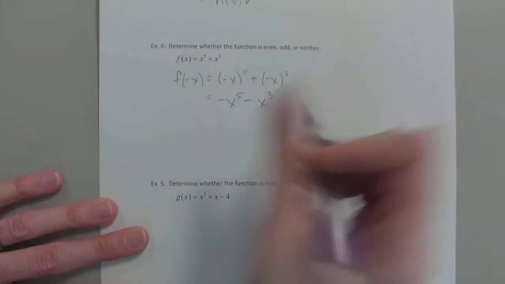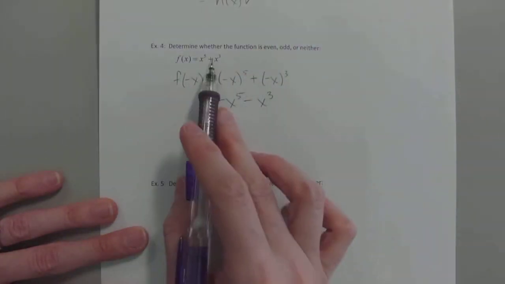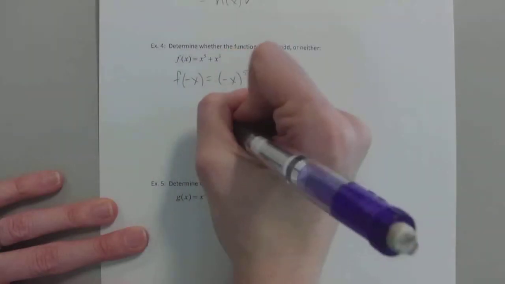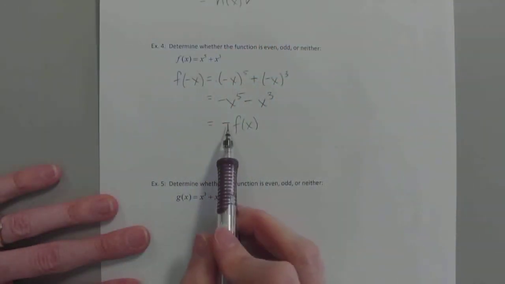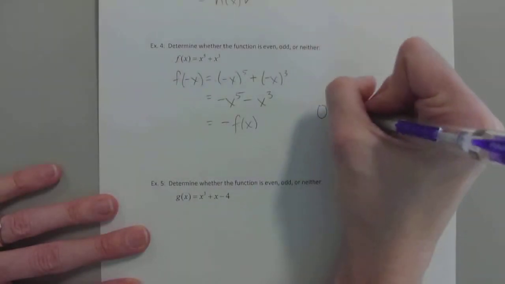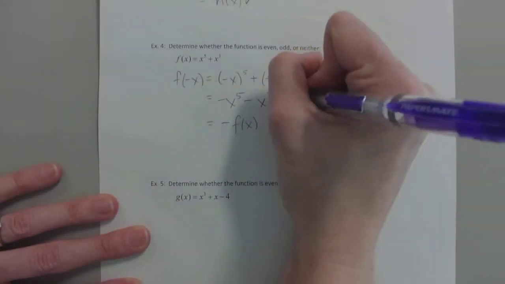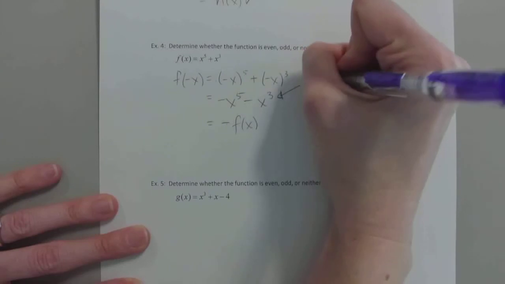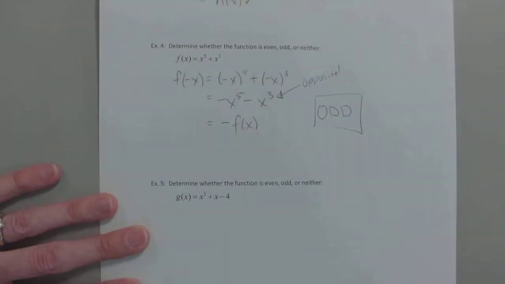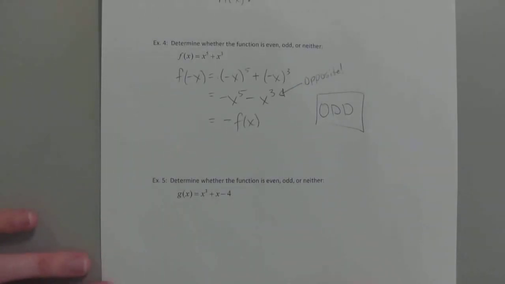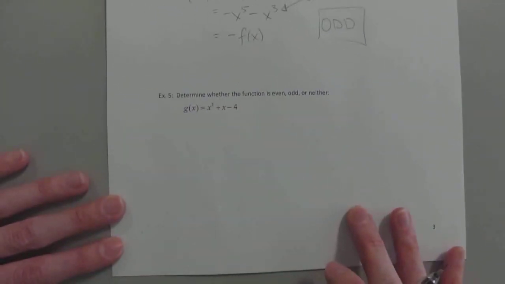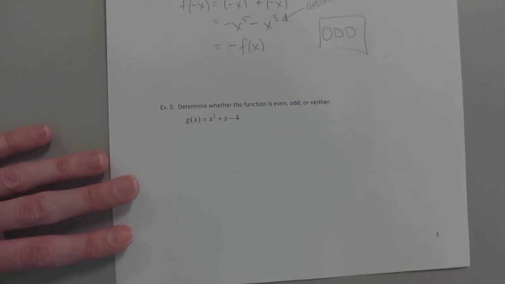What happens when you take a negative number to an odd power? Does it go to even or does it stay negative? It stays negative. So negative x to the fifth, and the same thing with negative x to the third. It's minus x to the third. Do you agree that this is completely opposite of the original? So it'd be odd. This is how they show it: it's the opposite of f of x. So this is odd.